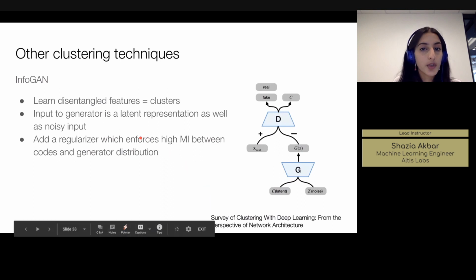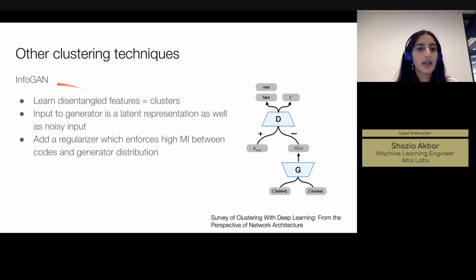And finally, InfoGAN, which was also mentioned in the VaDE paper, comes back to the technique of disentanglement, which we also talked about last week. The purpose here is to learn disentangled features, where disentanglement is enforcing high mutual information between the codes which are generated. The idea is to learn latent representations as codes, or essentially a code book, as well as having the real and fake output from the discriminator.